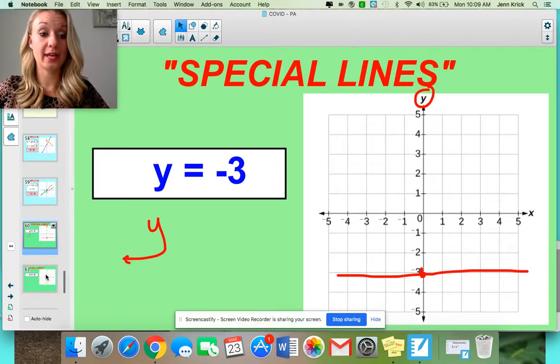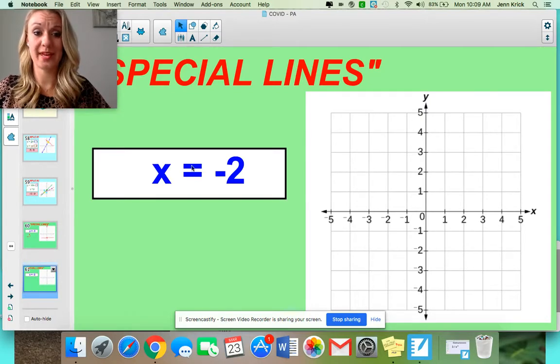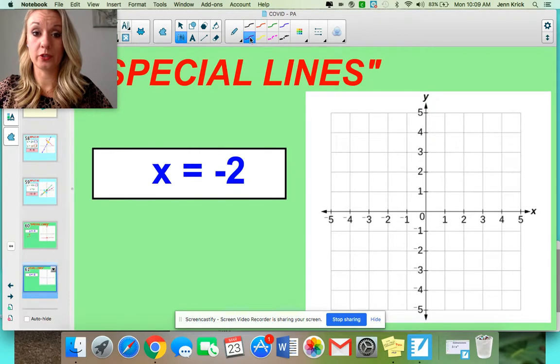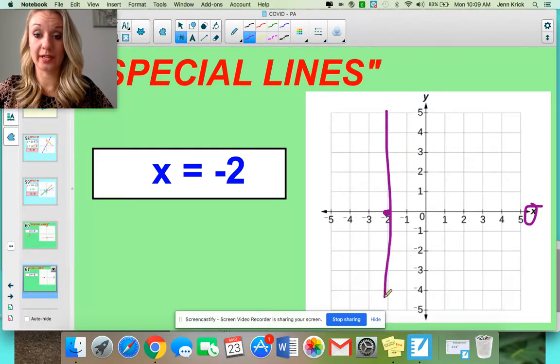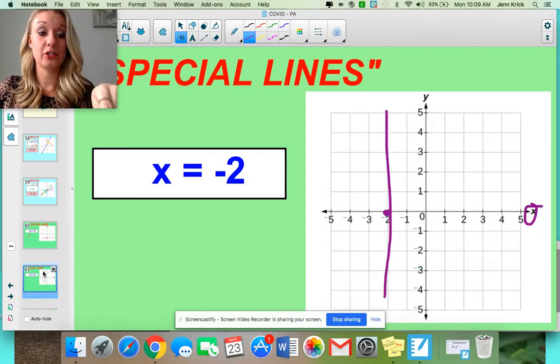Now on the other hand, what if I gave you x equals -2? Okay, so you see this really specific case. It's just x equals -2. What you're going to do is you are going to go find your x-axis, which is right here. Find where x equals -2, and you are going to draw a vertical line going through. So if it's just y equals, that's a horizontal line. If it's just x equals, that is a vertical line.